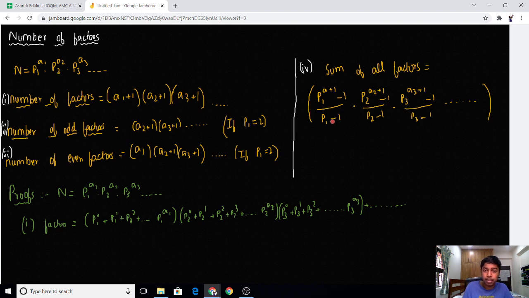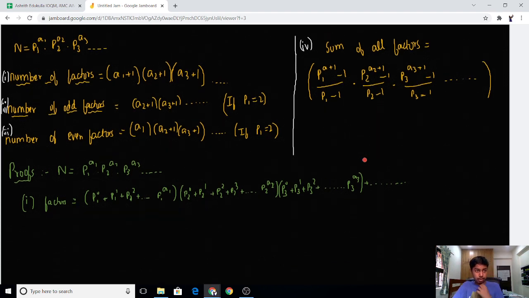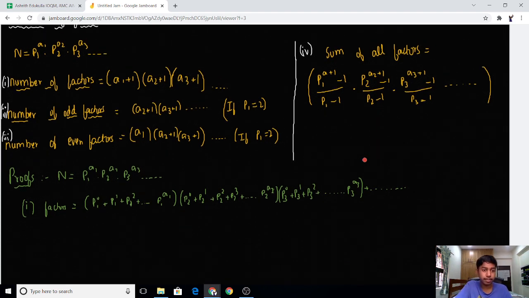And the sum of factors looks like a GP. So this is like the sum of GPs, right? It's nothing but the first prime in power a1 plus 1 minus 1 by p1 minus 1, into p2 power a2 plus 1 minus 1 by p2 minus 1, and so on. So let me explain the proof. The proof is quite simple.